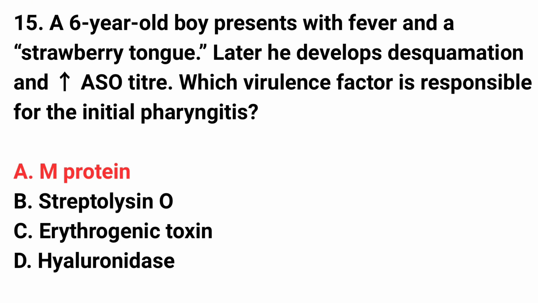The child has scarlet fever. That is what the strawberry tongue, desquamation and increased ASO titer indicates. The initial pharyngitis is caused by M protein, which helps Streptococcus pyogenes to adhere to the throat and resist phagocytosis.